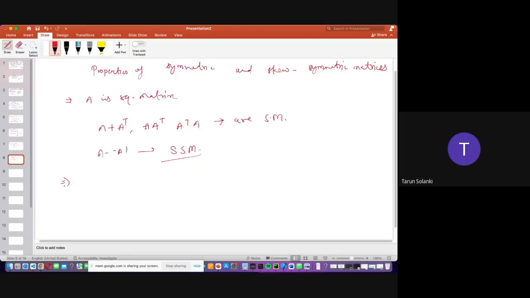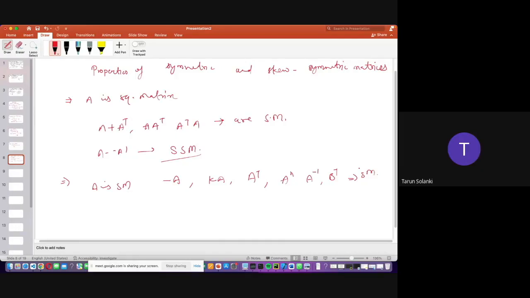Okay, next property: if A is a symmetric matrix, then minus A transpose and minus 1 B transpose are also symmetric matrices. Okay, so both properties I need to copy, then we'll see some more.